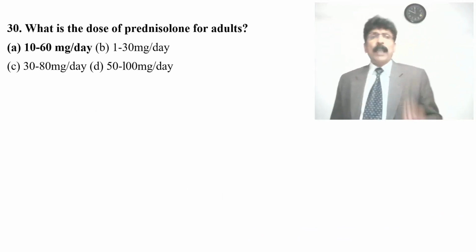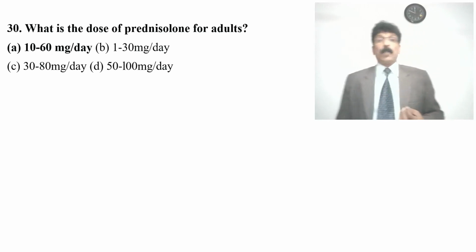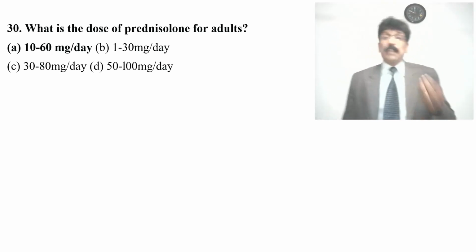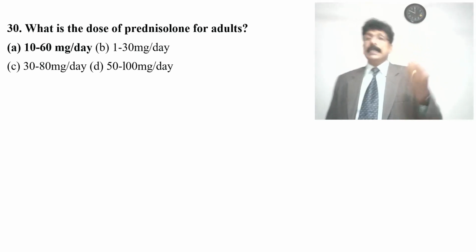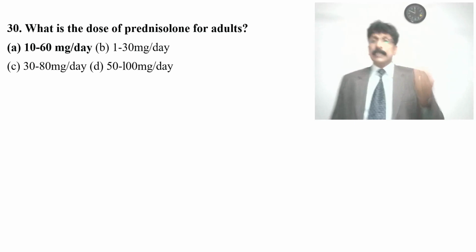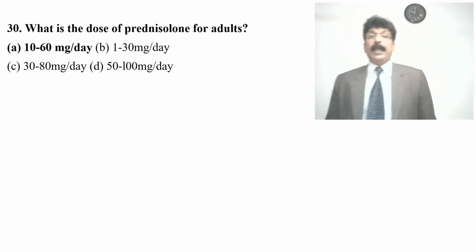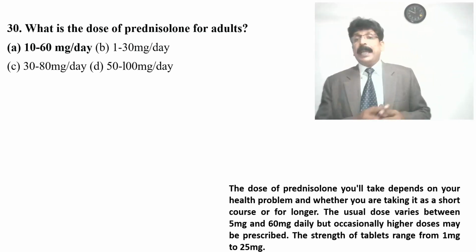What is the dose of prednisolone for adults? You should know some more points about prednisolone also, but the exact dose is 10 to 60 milligram per day, which is the correct answer. They gave choices of 1 to 30 milligram per day, 30 to 80 milligram per day, 50 to 100 milligram per day.